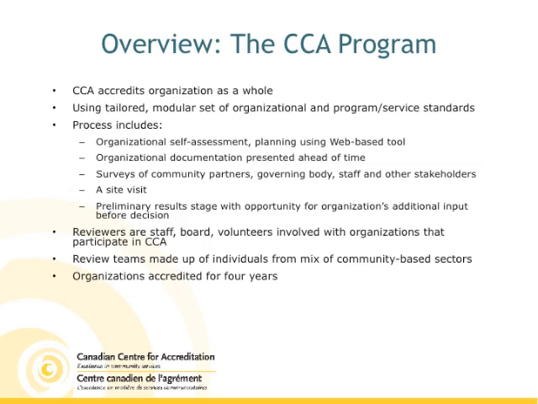CCA accredits the organization as a whole, using a tailored, modular set of organizational and program and service standards that were developed with input from each of the sectors. The process includes organizational self-assessment and planning ahead of time using a web-based tool, organizational documentation presented ahead of time, CCA surveys of an organization's staff, board, community partners, and other stakeholders, a site visit that involves interviews, observations, file reviews, and other activities, and a preliminary report stage that gives the organization an opportunity to provide additional evidence before the accreditation decision is made.